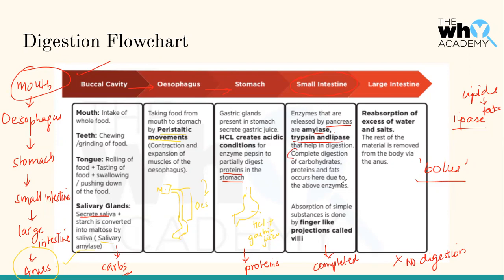Basically, complete digestion happens here, like I said. Carbs, proteins, and fats, all three are completely digested here because these enzymes are released into the small intestine only. Absorption also happens here only. Do you remember what villi are? Yes, ma'am. They're finger-like structures in the small intestine, which then transport food all over the body.